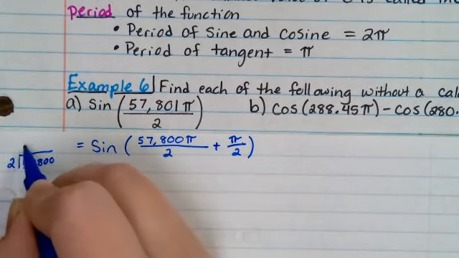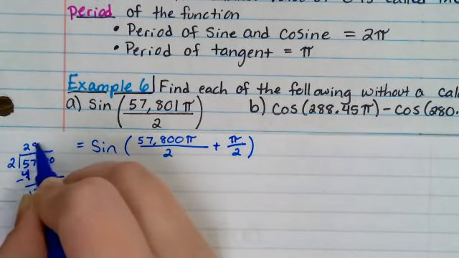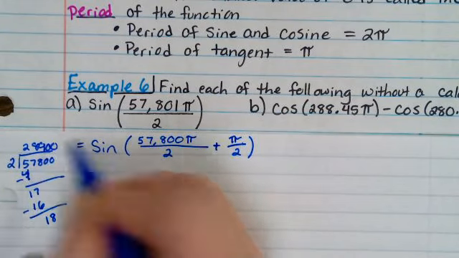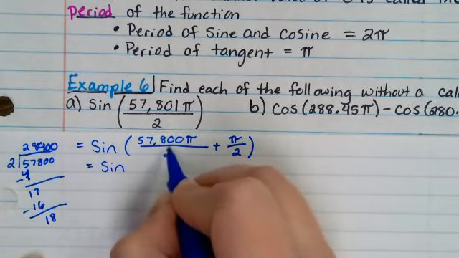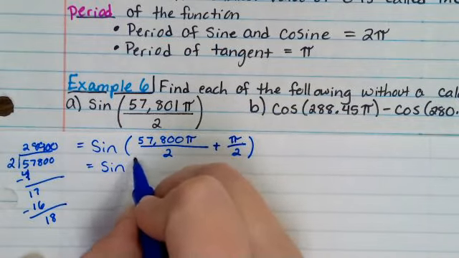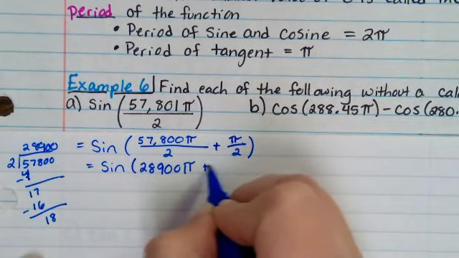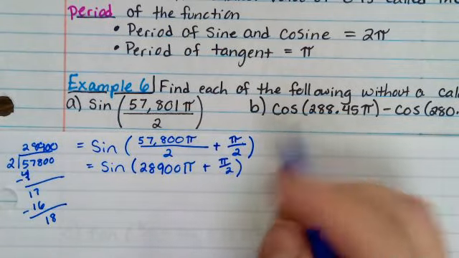57,800, 2 goes into 5 twice, 2 times 2 is 4, subtract that. 2 goes into 17 8 times, 8 times 2 is 16, subtract. 2 goes into 18 9 times evenly. So if I divide this 57,800 by 2, we get 28900 pi plus pi over 2. So here's where the magic happens on this question, guys.